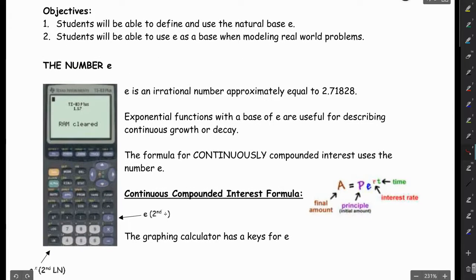On your graphing calculator, if you do second division symbol, you'll get the e, or if you want to have e raised to a power, you could use the second ln button. So the graphing calculator has a key for e and a key for e raised to a power.